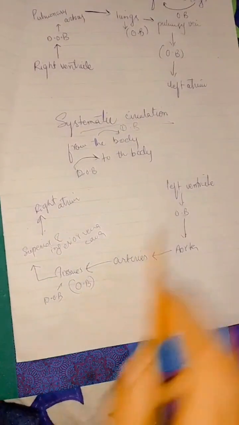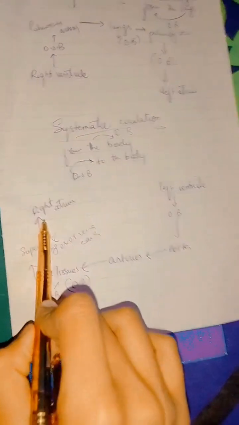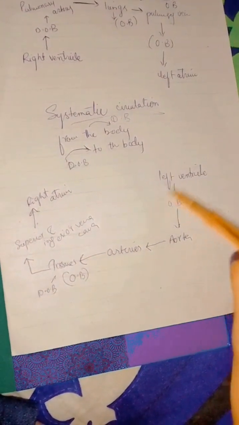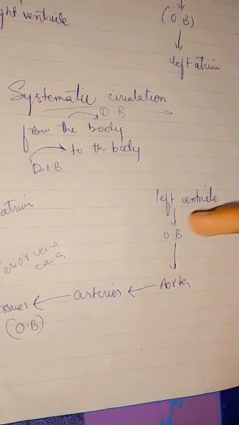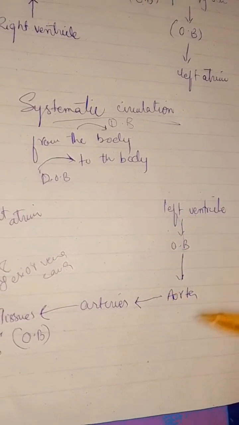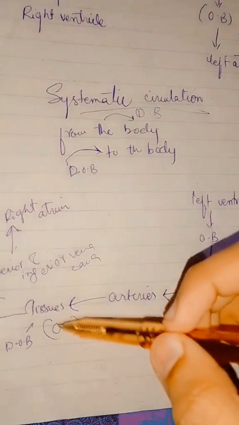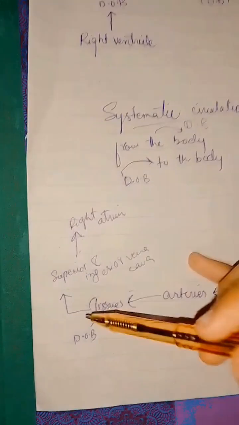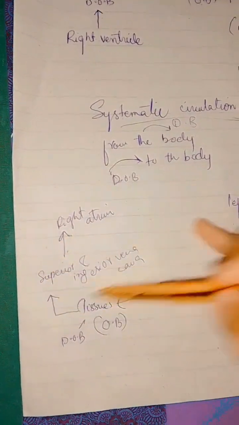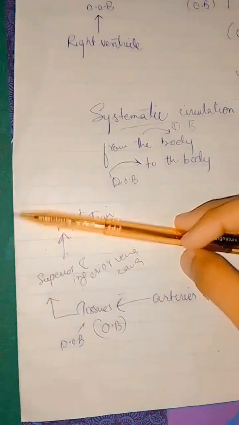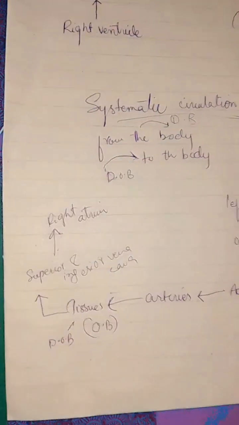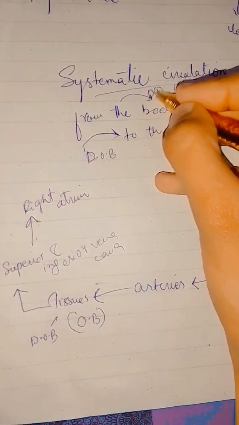That is the whole circulation: from the left ventricle, the oxygenated blood will move to the aorta, from the aorta to the arteries, and from the arteries to the tissues. Then the superior vena cava will take this deoxygenated blood from the body to the heart.